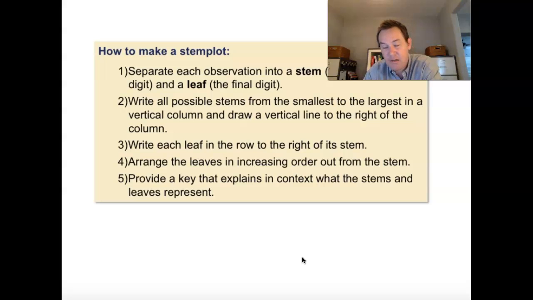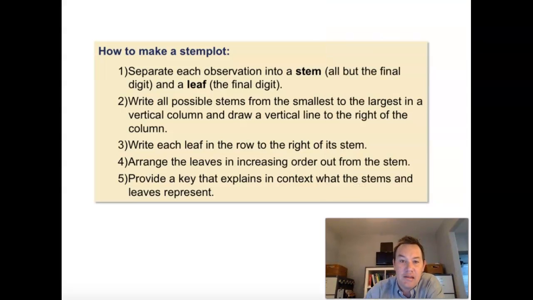All right, stem plots. They're almost like dot plots, but you're using the actual numbers, the data values, to create the plot. So how do we make a stem plot? We separate each observation into a stem, all but the final digit, and a leaf, the final digit. We write all possible stems from smallest to largest in a vertical column and draw a vertical line to the right of the column. And then we write each leaf in its own row to the right of the stem. Arrange leaves in increasing order out from the stem and provide a key that explains the context, what the stems and the leaves represent.